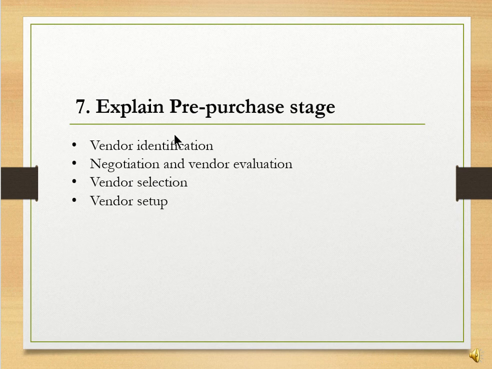The next question is, explain the pre-purchase stage. What do we do before purchase? First, we have to identify the vendor. The first stage is vendor identification, and then we negotiate and do vendor evaluation, meaning we always negotiate with a number of vendors and evaluate which vendor is going to give us a beneficial delivery, right? So that evaluation happens, and then we do a selection from that evaluation. We would have evaluated 10 vendors, and then we select one or two vendors from them, and then we do a vendor setup to do further business with them.